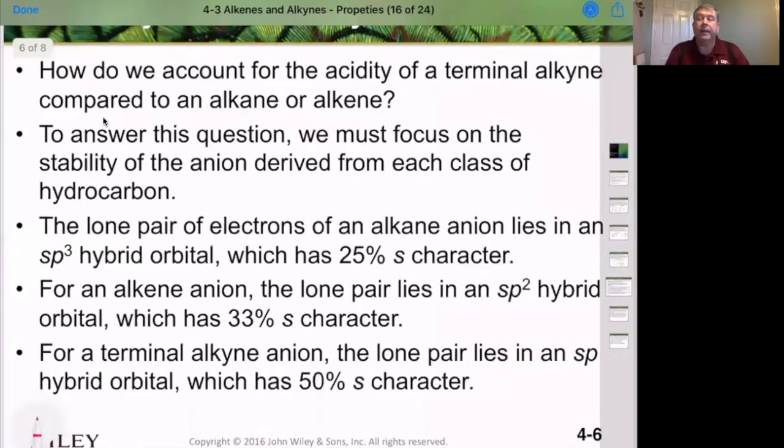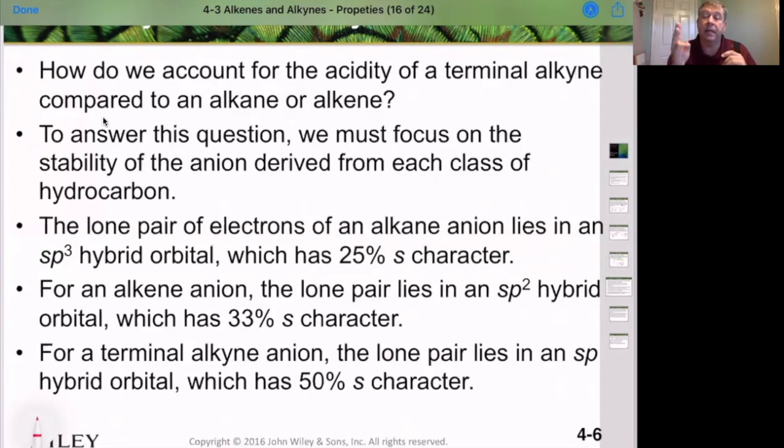So how do we account for the acidity of the hydrogen at the end of an alkyne compared with those of an alkane or alkene? What we have to do is focus on the stability of the anion formed from each of these. The lone pair of electrons on an alkane lies in an sp3 hybridized orbital, and only 25% of that orbital has s character. Remember, the s orbital is more spherical in shape, and so it's a very small expansion of that lobe.